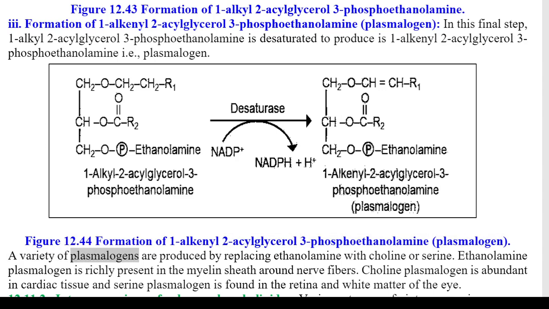A variety of plasmalogens are produced by replacing ethanolamine with choline or serine. Ethanolamine plasmalogen is richly present in the myelin sheath around nerve fibers. Choline plasmalogen is abundant in cardiac tissue, and serine plasmalogen is found in the retina and white matter of the eye.